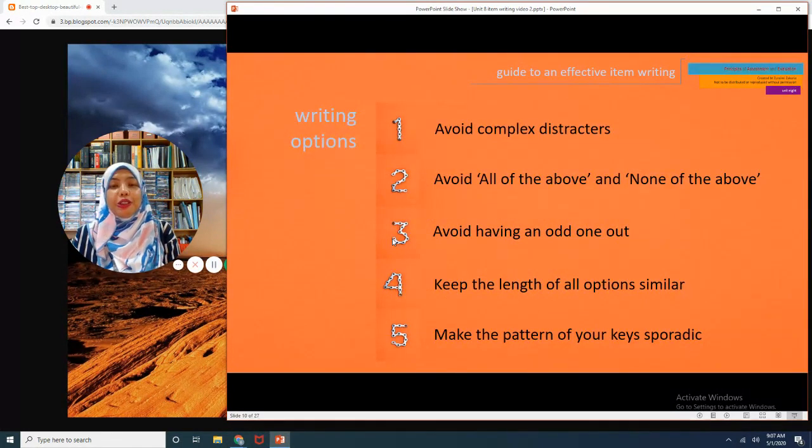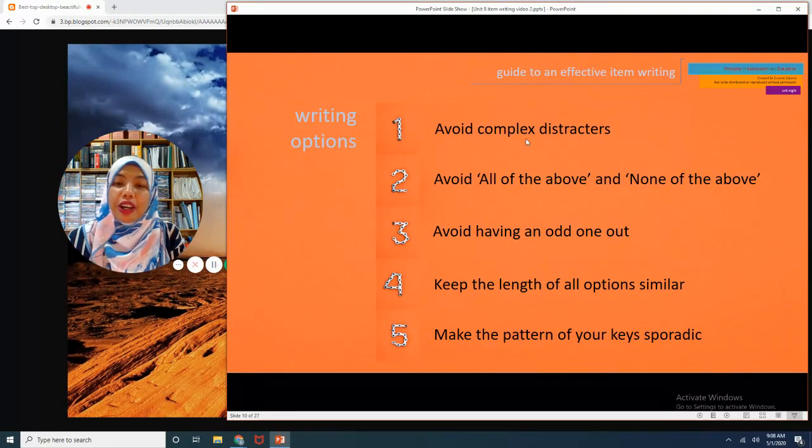All right, so we are done with writing stem. We are going to get into more detail once we get down and start cracking writing down items during our online lessons. But now let's get into another subtopic, which is writing options. Now, these are the guidelines that you have to follow when you are writing down your options for your multiple choice items.